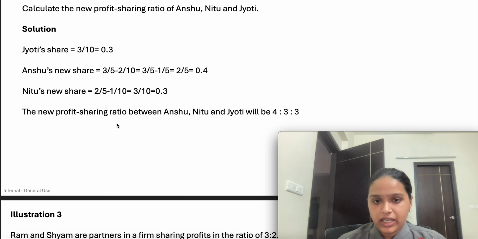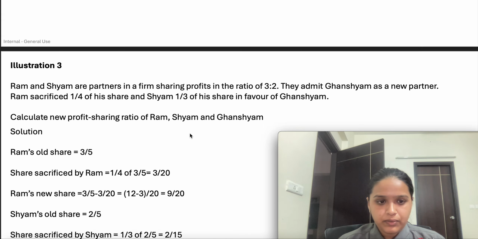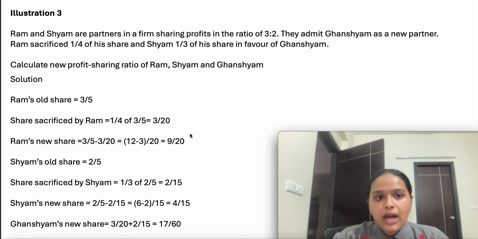So the new profit sharing ratio for Anshu, Nitu and Jyoti will be 4:3:3. Okay, next: Ram and Sham are the partners in the firm sharing profit in the ratio of 3:2. It means they are two existing partners, Ram and Sham, sharing the profit in the ratio of 3:2. They admit Ghansham as a new partner.